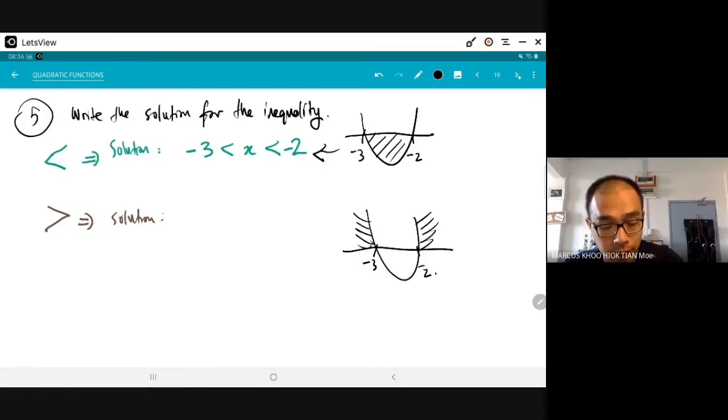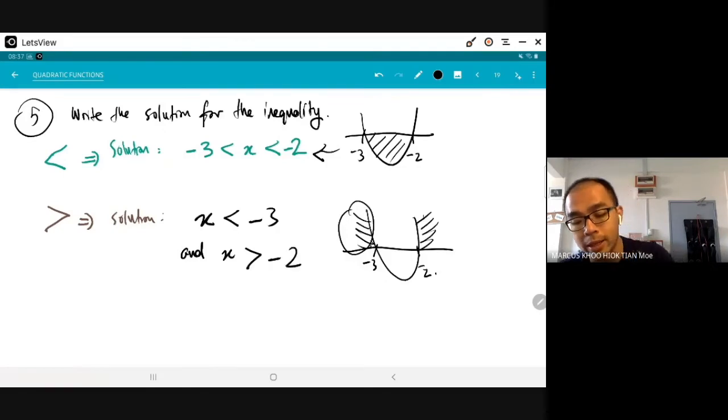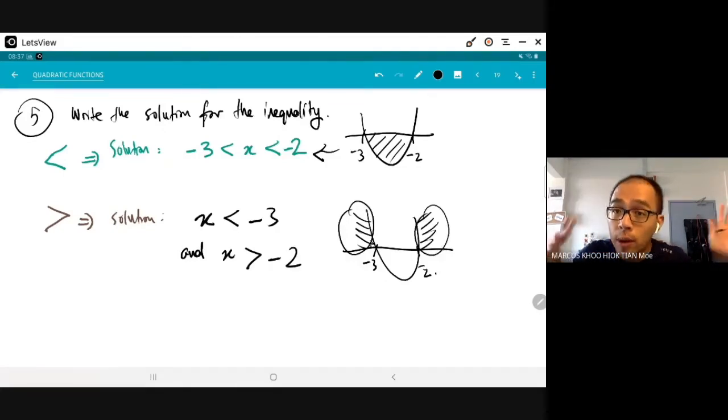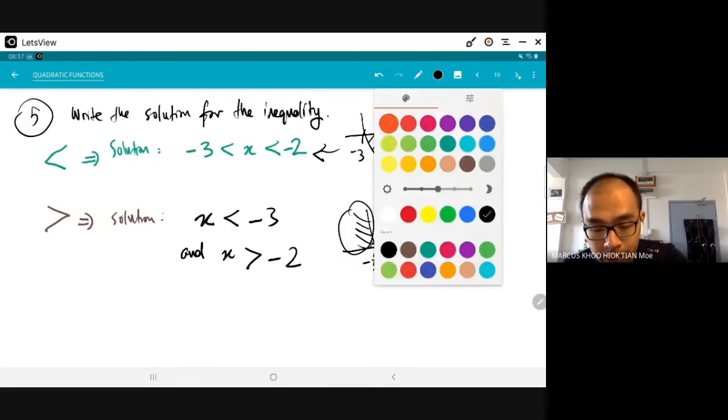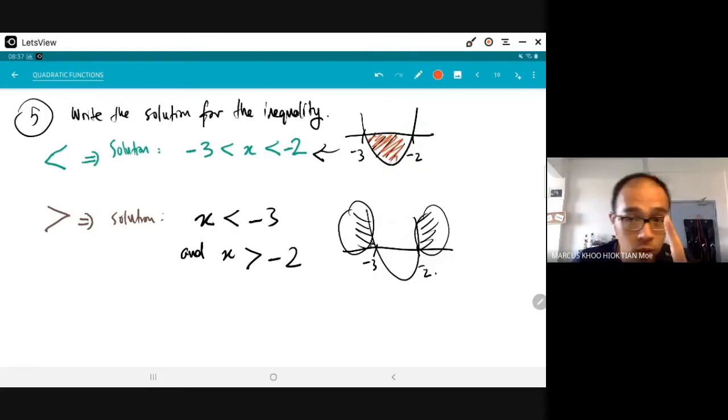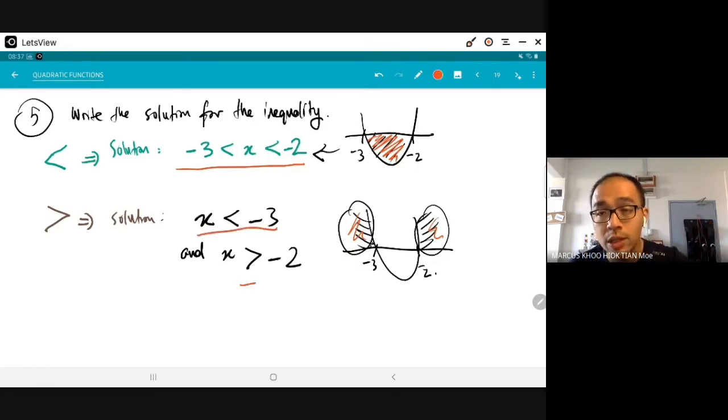Okay, so the solution is x is less than negative 3, bahagian ini, and x is more than negative 2, bahagian ini. Sebab dia ada dua bahagian yang terpisah yang kamu lorek. Okay? Bahagian yang sini yang kamu lorek ini hanya satu sahaja dan dia bersambung. That's why dia punya jawapan bersambung macam ni. Tapi kalau yang kamu kena lorek itu adalah dua bahagian, kalau katakan ini PP lah. Okay, so kamu ada dua PP bahkan. So kamu kena ada dua jawapan yang berlainan.